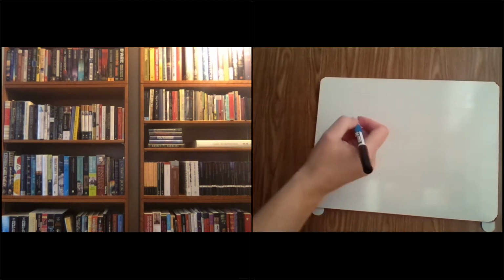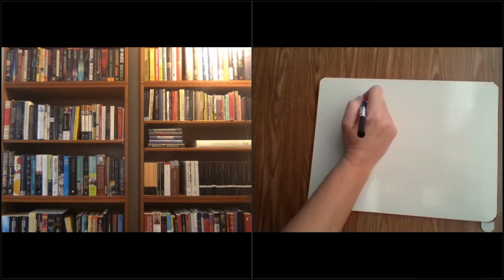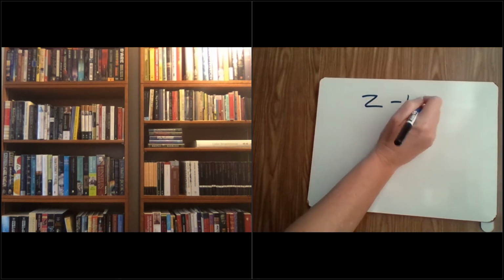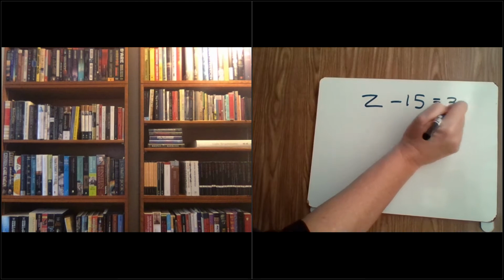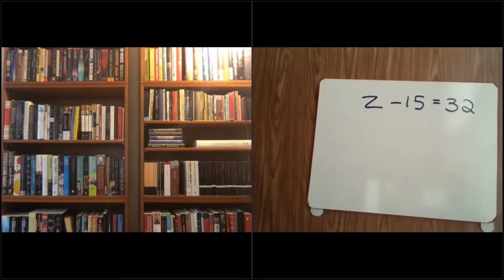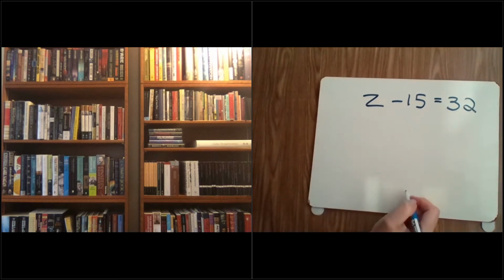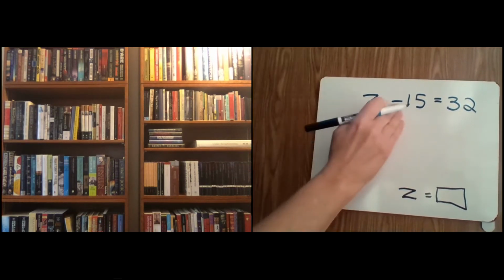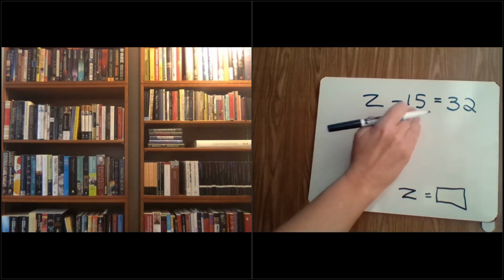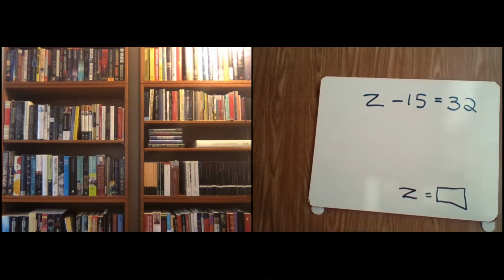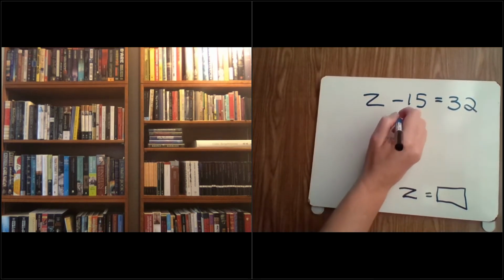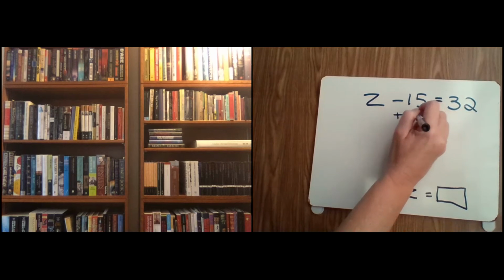The next problem would come from page 61. It's problem number 1. It's Z minus 15 equals 32. Now this is similar, but remember our goal is to end up with Z equals our answer. And so along with Z, we've got the minus 15. So we need to ask ourselves, what's the opposite, or what do I have to do to cancel out the minus 15? That would be plus 15.